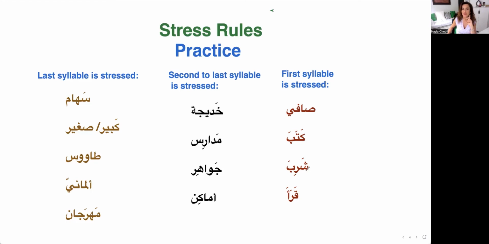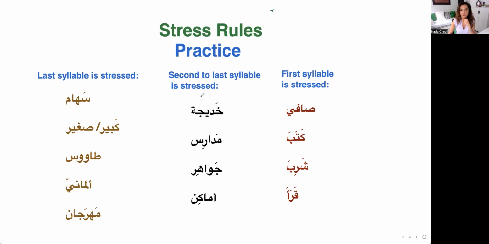Shariba. My stress lies on the sha because the last syllable is not super heavy. The one before it is not heavy. So the stress lies on the first one. Shariba. Last one, which is verb to read. Try it. Qara'a. Again, my stress lies on the qa. Qara'a. Because the last syllable is not super heavy, the one before it is not heavy, so the stress lies on the first one.